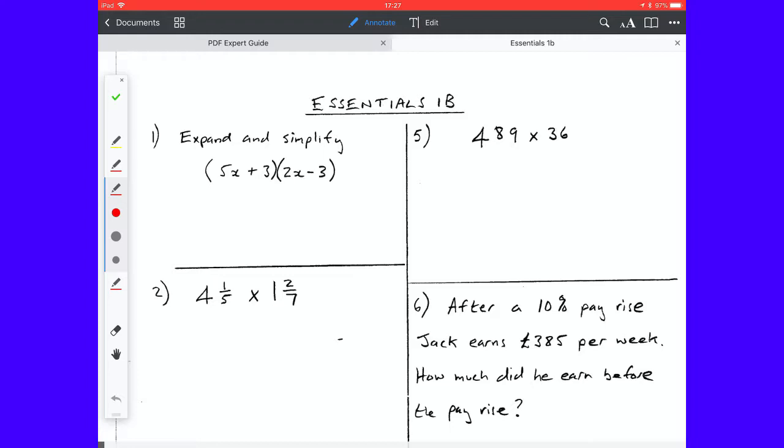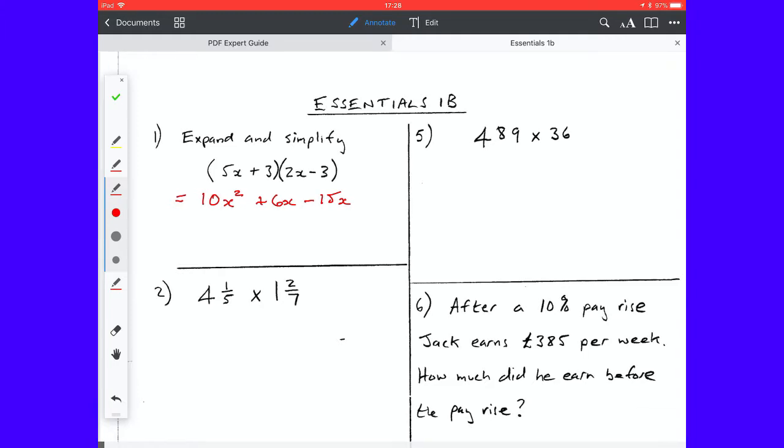Question 1. Expand and simplify (5x + 3)(2x - 3). Four bits of multiplication. First I'm going to multiply the first bracket by 2x. So 5x multiplied by 2x is 10x squared. Now plus 3 times 2x is plus 6x. Now we multiply the first bracket by the minus 3 at the back of the second bracket. Minus 3 times 5x is minus 15x, and minus 3 times plus 3 is minus 9.